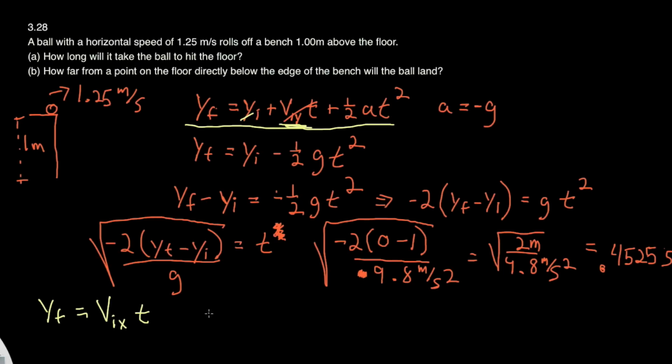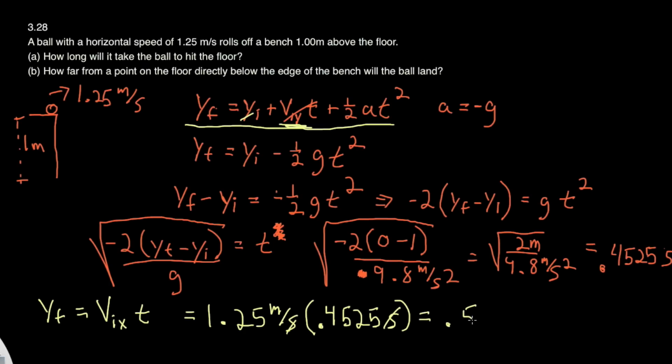And we know all that. So this is equal to the initial velocity, which is 1.25 meters per second, times the time we calculated in the first part, 0.4525 seconds. Our seconds cancel out, and this is equal to 0.565 meters. So that's how far the ball travels when it leaves the bench to right here. This distance right here is going to be 0.565 meters. And that's problem 3.28.